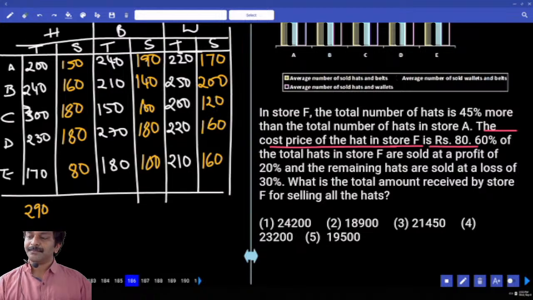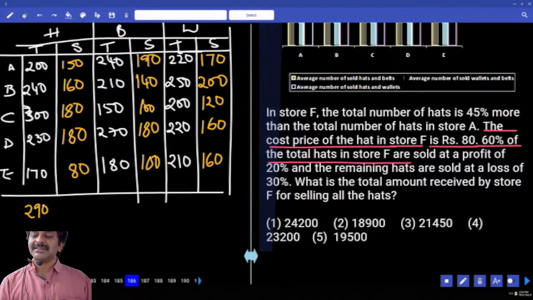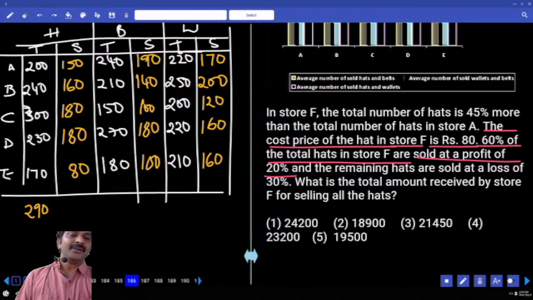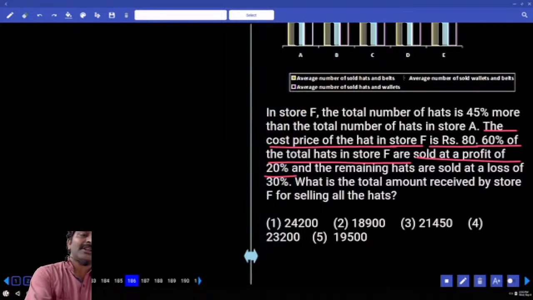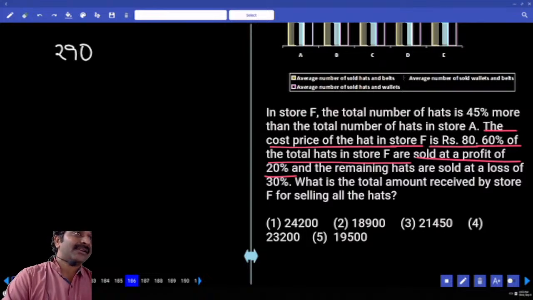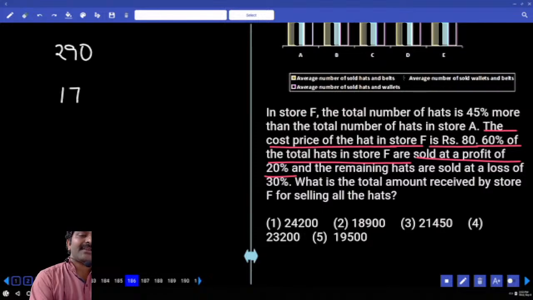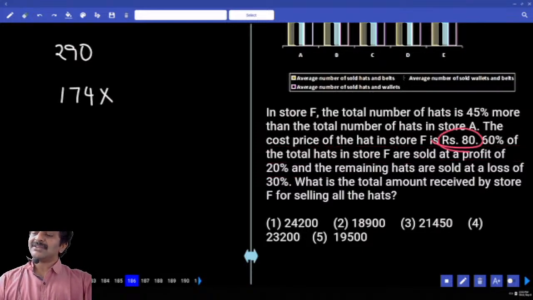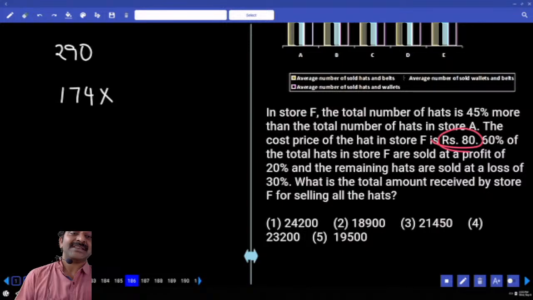Each one costed 80. 60% of the total hats in store F are sold at a profit of 20%. Now you know that total we have 290. 60%, 10% into 6. What is 10%? 29, 6 times we need to take. I will take 29 as 30 minus 1. 30 into 6, 180. 1 into 6, 6. 174. These were sold at a profit of 20%. What is cost price? 80. 20% profit? 16. Selling price? 96. 174 items were sold at each 96 rupees.